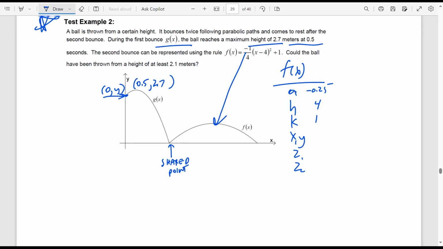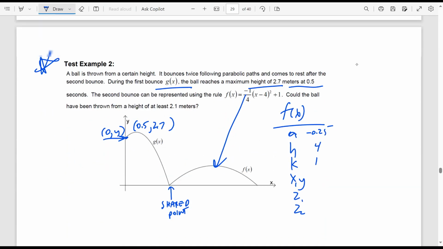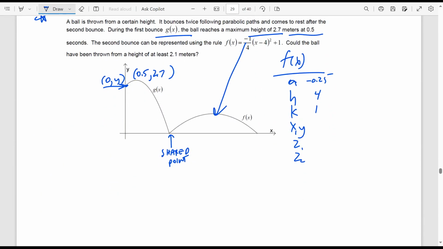Okay? I'm going to, right next to it, put g of x. Let's label what we know about this guy. I don't know what a is. I don't know what h is. I don't know what k, or sorry, I do, but I'll write it down here in a second. Z1, Z2. So the only thing I know about it is this is 0.5 and that's 2.7. Label all your information first like this, then you'll be able to get started on it.